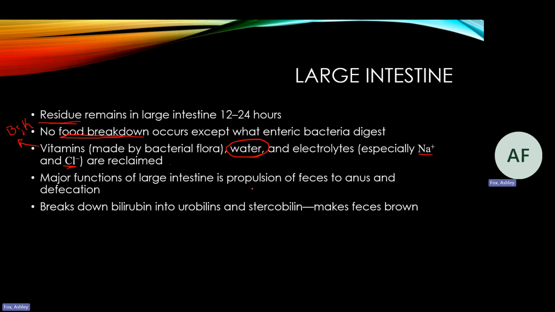So the major function of the large intestine is to move feces to the anus for defecation, so to help remove waste. Also, remember bilirubin? That's going to be the pigment from hemoglobin, from the breakdown of blood cells. Bacteria break bilirubin down into what we call urobilins and stercobilin, and that's what makes feces brown. Their brown color normally is the breakdown of bilirubin into urobilins and stercobilins.